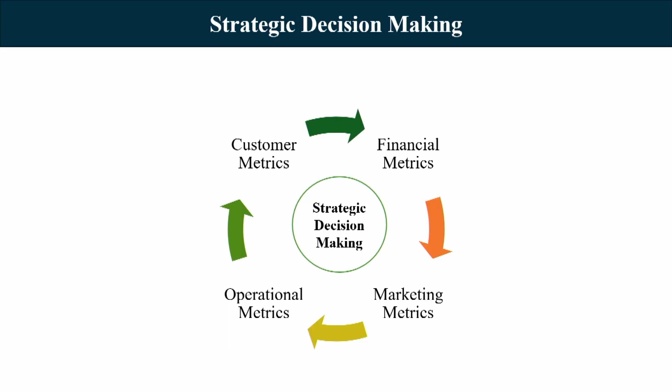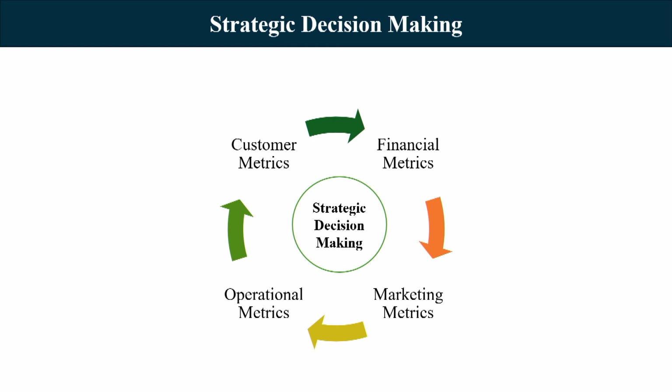Now, let us have a look at this diagram. What does this diagram tell us? Strategic decision making consists of multiple departmental decision making. The decision making may be related to customers, to the finances of the organization, to the marketing department of the organization, and to the operations of the organization. There can be more. What we understand is that metrics associated with each of these departments can influence the metrics associated with the other departments in a data driven decision making system.